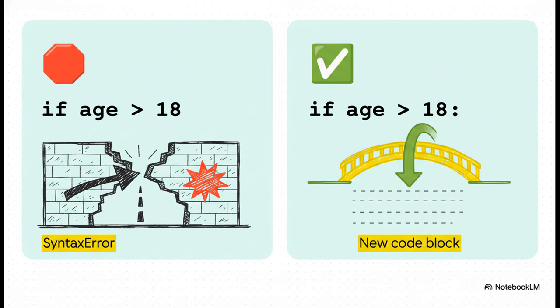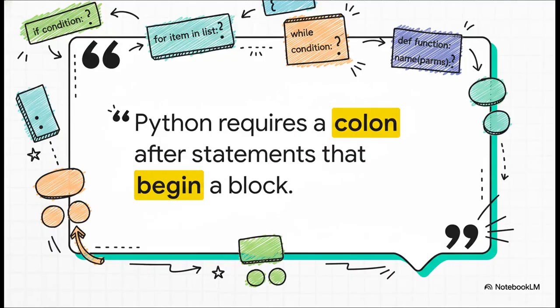Without that colon, Python has no idea that a new block of code is supposed to start on the next line. And the result? You guessed it, another syntax error that stops your program before it even gets going. And this is the core rule to remember. Any statement that introduces a new, indented block of code, we're talking if, for, while, or even defining a function with def, has to end with a colon. It's a signal. It's not optional.